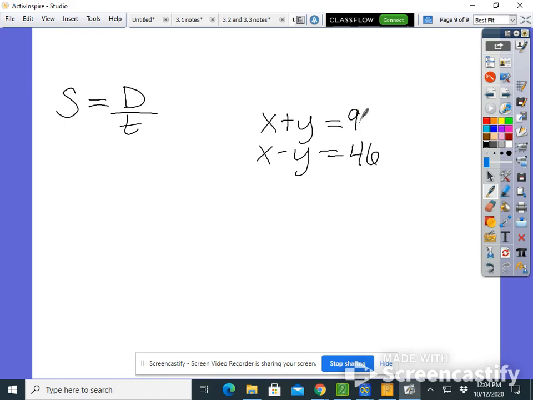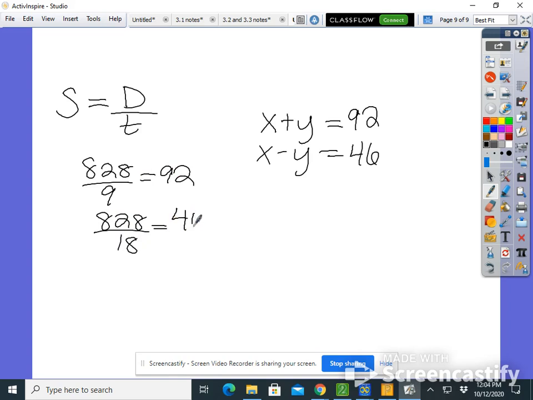Okay, so everybody agree that when we take distance divided by time, we get 92 for the first one, right? Yeah. And then we get 46 for the second speed, right? Yeah. Now how do I solve this?